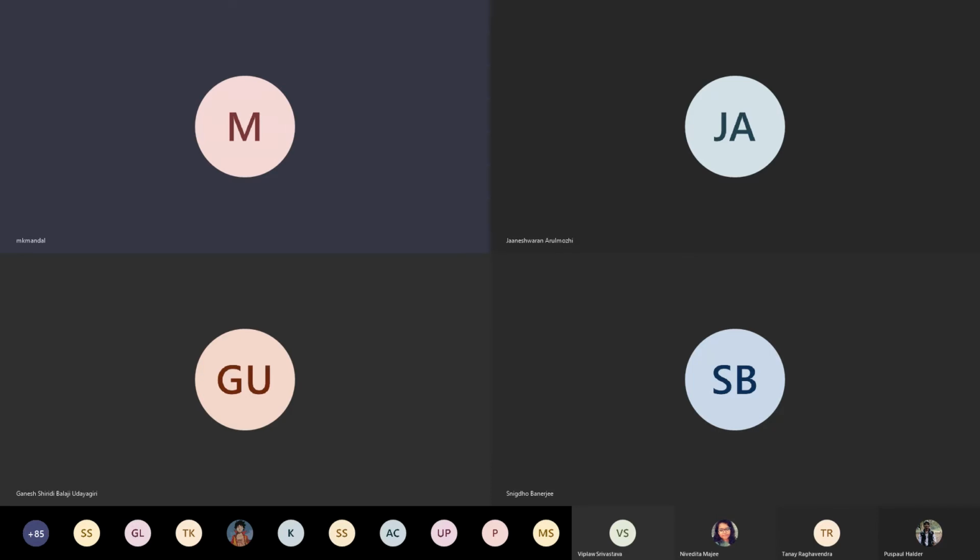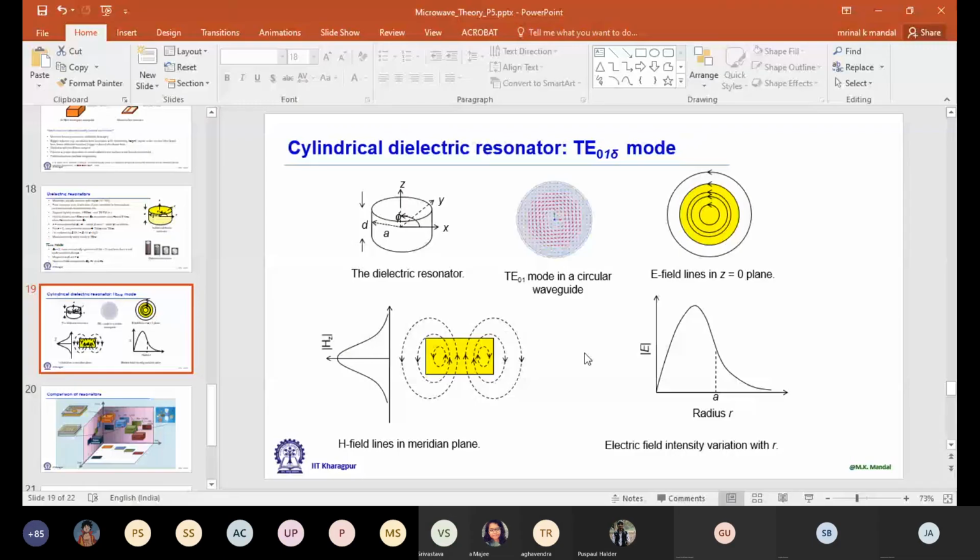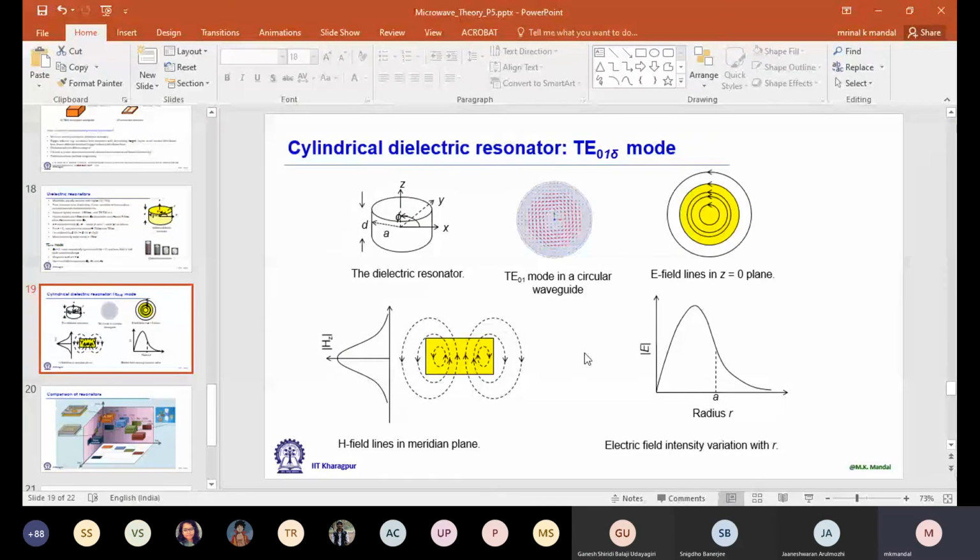Let me share the slide first. Yeah, you can see slide now. So look at the electric field carefully. We have only E phi component. If we have E phi only, it is becoming tangential on the surface of the cylinder. So what will be the magnetic field direction? It's perpendicular.